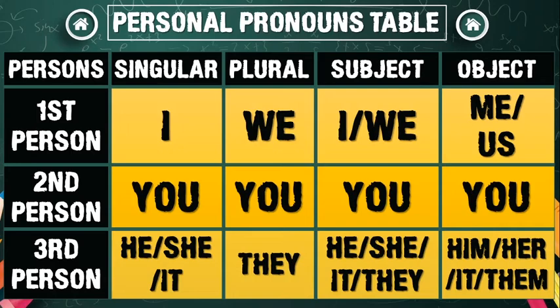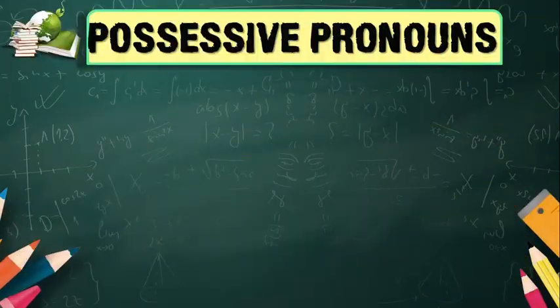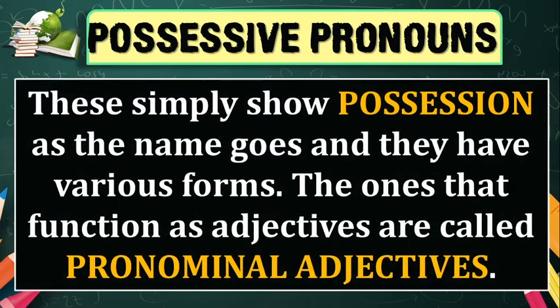Now, let's go ahead to look at the second type of pronouns that we have in English, and that is the possessive pronoun. Possessive pronouns simply show possession, as the name goes, and they have various forms. The ones that can function as adjectives are called pronominal adjectives. If you remember in the video on the various types of nouns, we talked about possessive nouns, and we did mention that they can function as possessive adjectives. So here we are saying that possessive pronouns simply show possession, and they have their various forms, and that the ones that can function as adjectives are called pronominal adjectives.